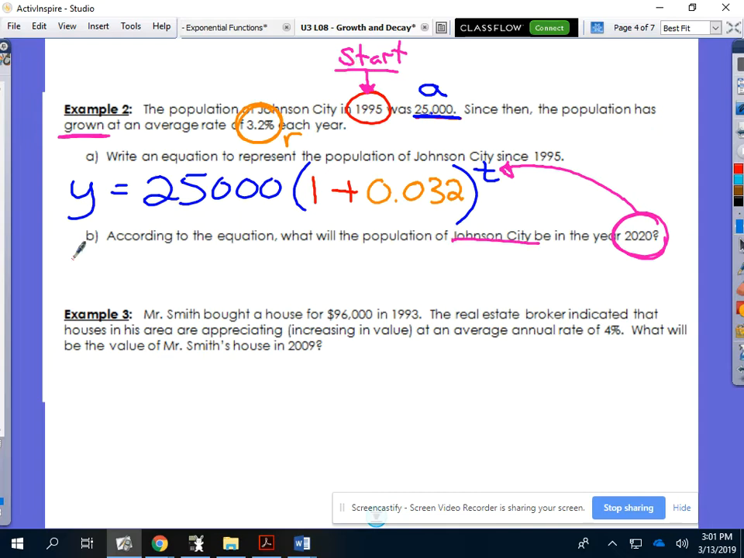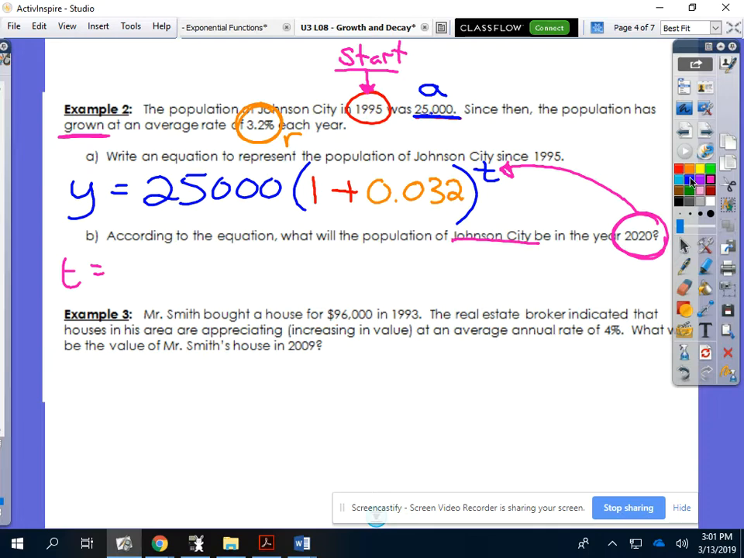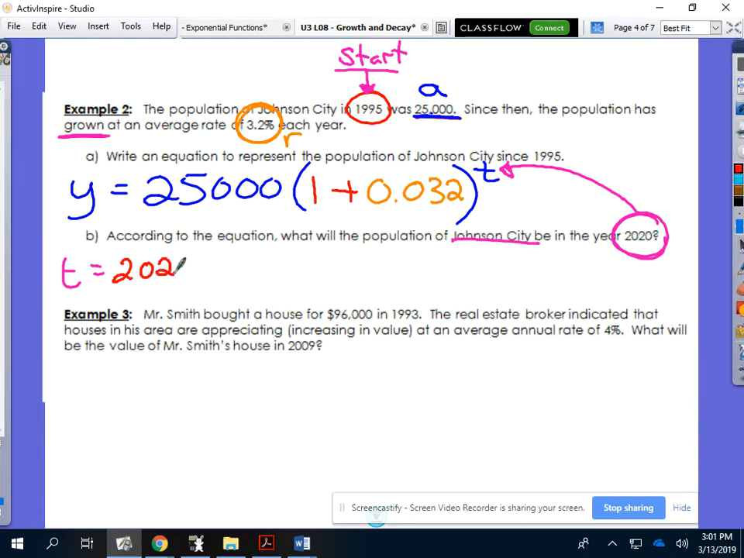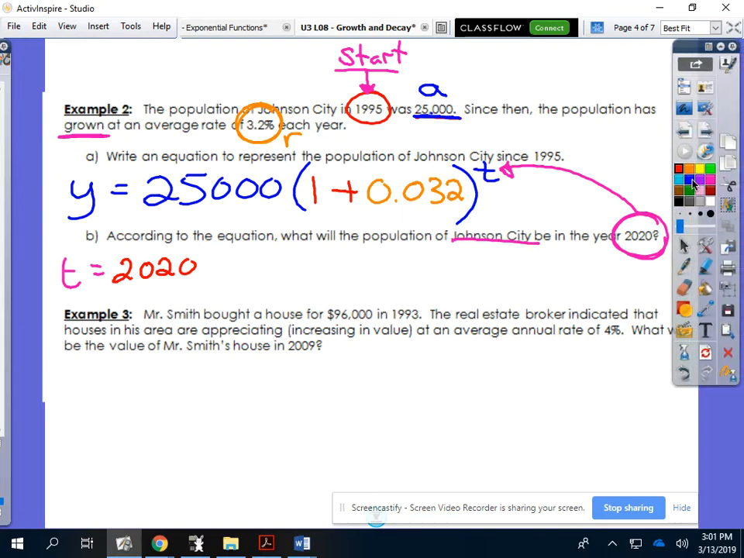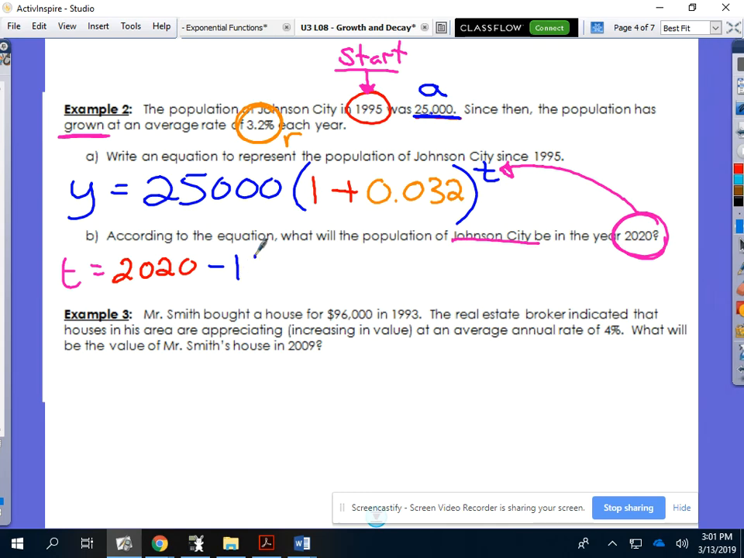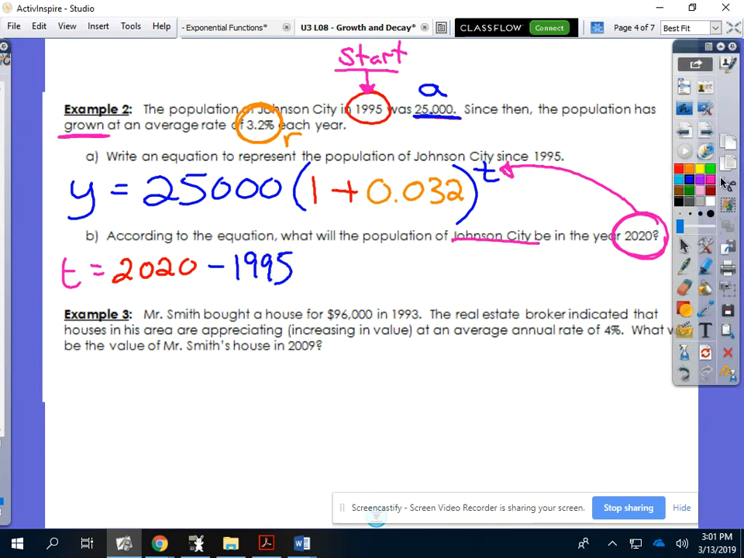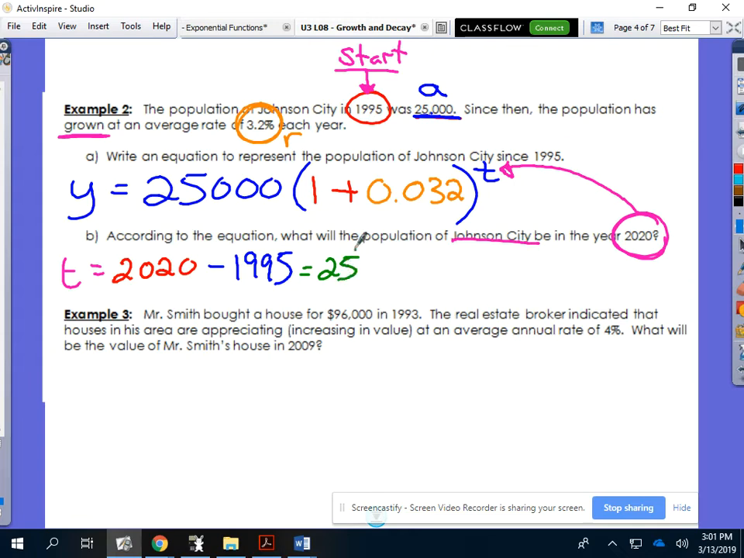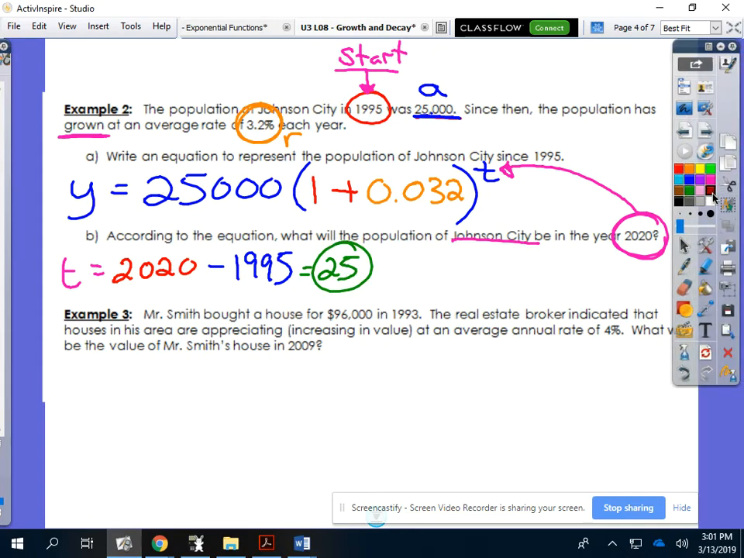So if we want to figure out that t value, we have to take the year that we are looking for, in this case 2020, and subtract out the year that we started with, 1995. Okay? So 2020 minus 1995, it's been 25 years. That's my t value, and that is what we're going to plug into our equation.